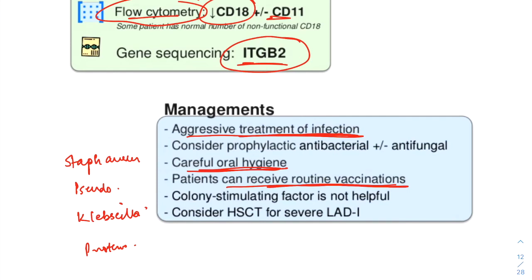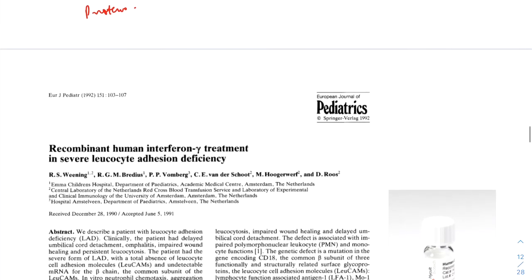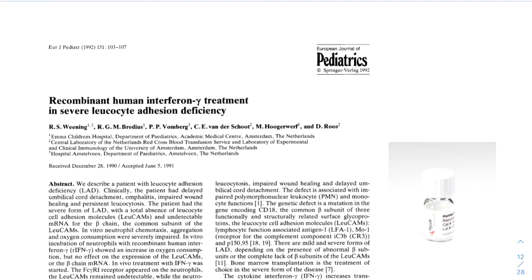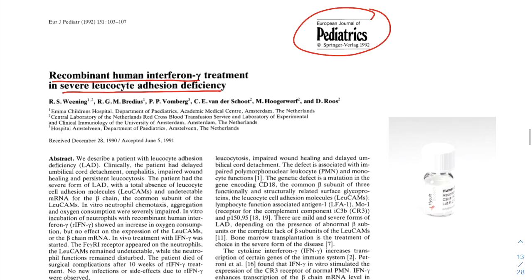The only successful treatment of severe LAD is the allogeneic hematopoietic stem cell transplant. So a severe case will be fatal by the age of 2 years if a hematopoietic stem cell transplant is not done. Among other treatments, recombinant human interferon gamma treatment has also been used in LAD-1. In an article published in the European Journal of Pediatrics, it showed a successful treatment of severe leukocyte adhesion deficiency using recombinant human interferon gamma.